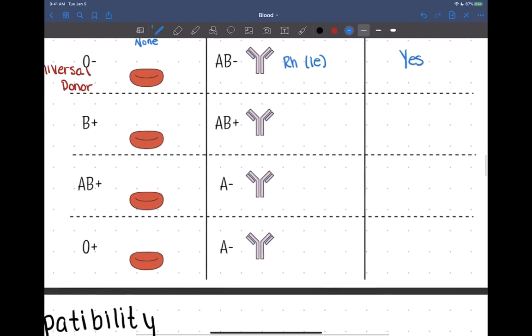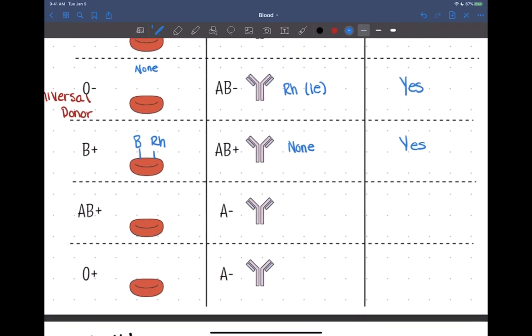All right, so let's do these last few. Okay, so this individual would have B and RH. All right, this recipient is our universal recipient. They don't have any antibodies, none, so they can receive any kind of blood. So yes is always going to be the answer when the recipient is AB positive. Just like yes is always the answer when the donor is O negative.